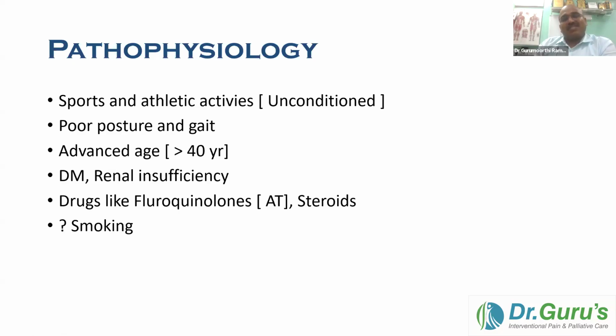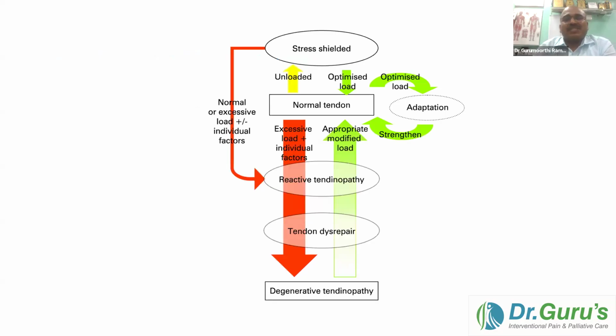There are certain diseases which make the tendons more vulnerable, not because they are vulnerable to damage, but because of the lack of healing. That is because of diabetes and drugs like steroids and fluoroquinolones. Sometimes it is not mentioned in any books, but smoking again is one of the culprits for tendinopathy. It has not yet been proved, but still smoking plays a role.